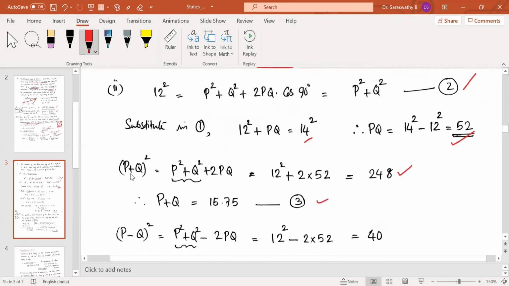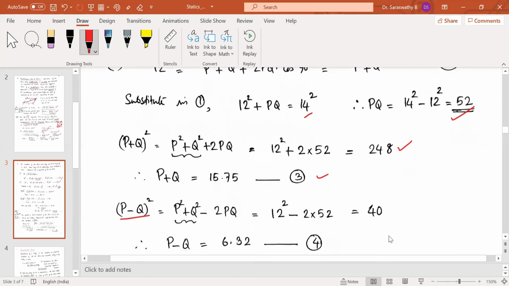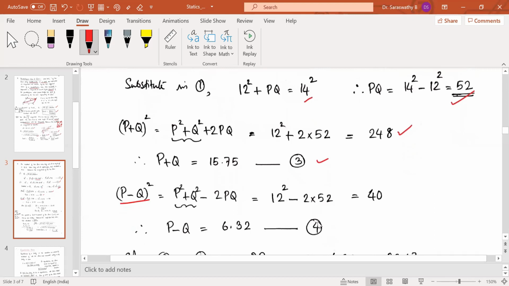Next, I'm going to write P minus Q the whole squared. P minus Q the whole squared is P squared plus Q squared minus 2PQ. So P squared plus Q squared is already 12 squared, and PQ is 52. So we'll get P minus Q the whole squared is equal to 40, or P minus Q is equal to the square root of 40. So there are two simultaneous equations, 3 and 4, in terms of P and Q.